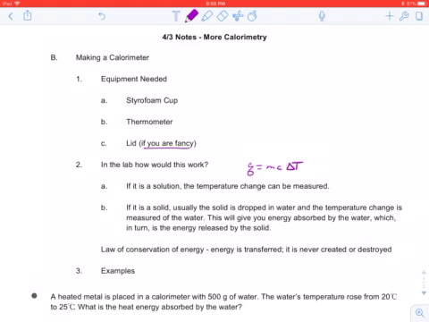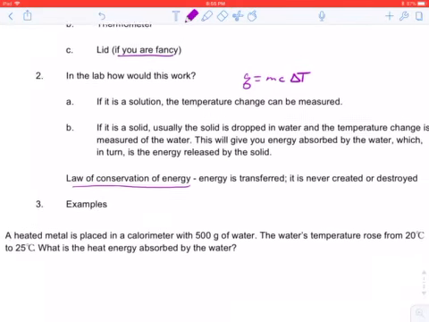If it's a solid, usually the solid is dropped in water and the temperature change is measured. This will give you the energy absorbed by the water, which in turn can be the energy released by the solid, because remember, according to the law of conservation of energy, energy is transferred. It is never created or destroyed. So we're going to keep that in mind as we do the following examples.